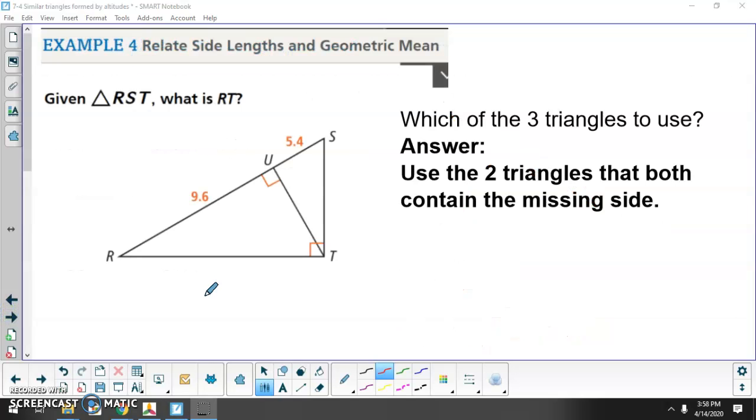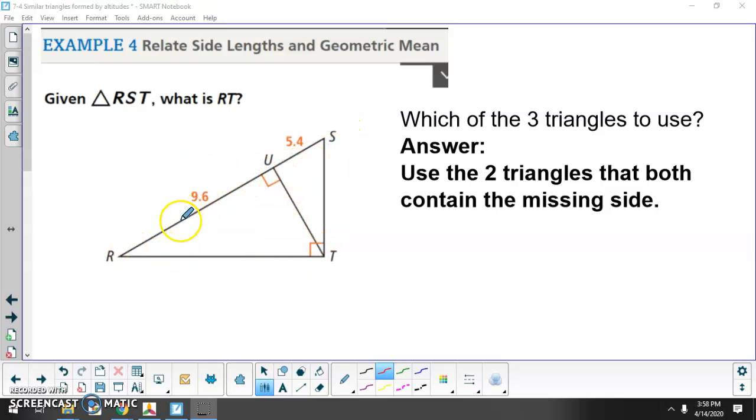This example is a little different. You're trying to find the bottom of the triangle, RT. Okay, so once again, the same question. Use the two triangles that both contain the missing sides. You have three triangles you could pick from. Which two triangles do I want to use? Well, you don't want to use the smallest triangle because it doesn't contain RT. So this triangle is kind of out. So let's use the given triangle here, okay?